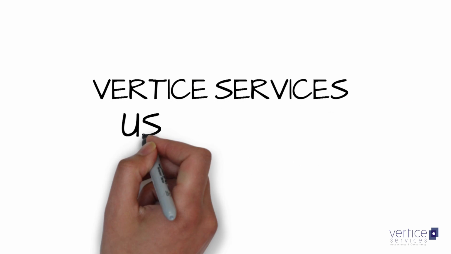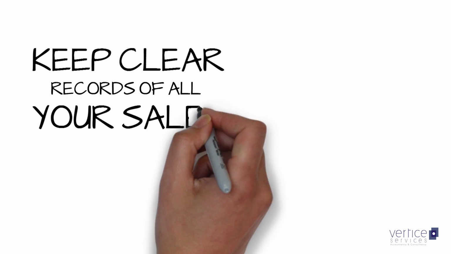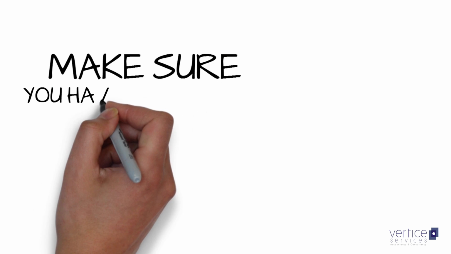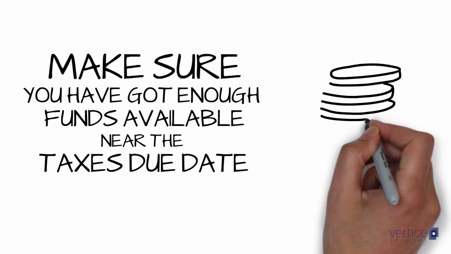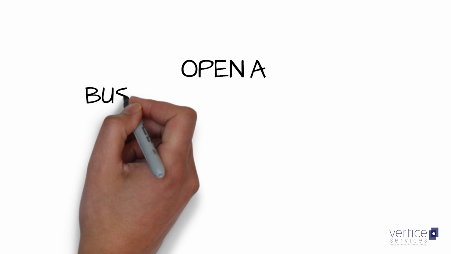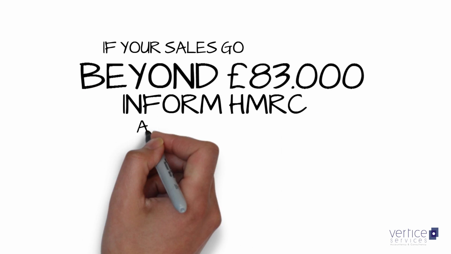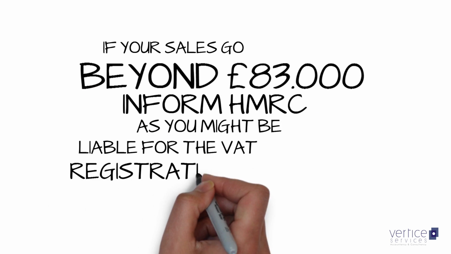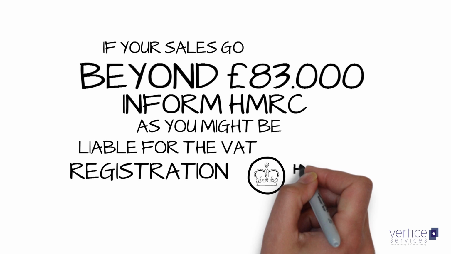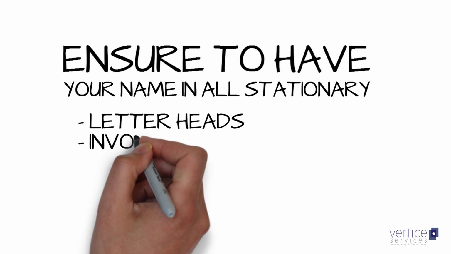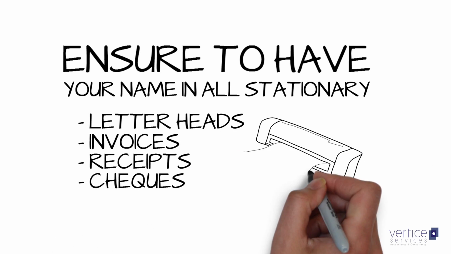Now we have some useful tips from Vertice Services. 1. Keep clear records of all your sales, purchases and expenses. 2. Make sure you've got enough funds available near the tax due date. 3. Open a business bank account to facilitate your control and future accounts. 4. If your sales go beyond £83,000, inform HMRC, as you might be liable for VAT registration. 5. Ensure you have your name in all stationery, such as letterheads, invoices, receipts and cheques.